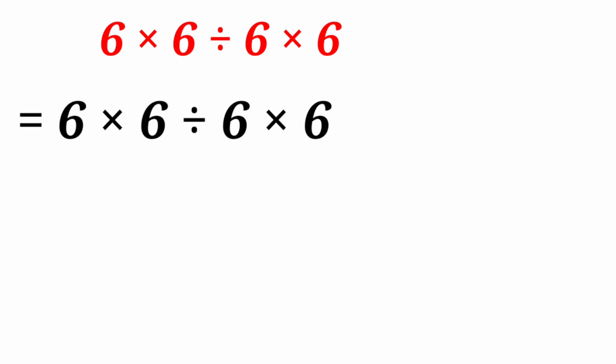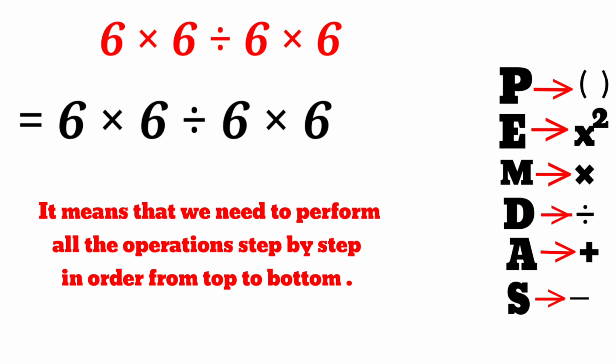6 times 6 divided by 6 times 6. It means that we need to perform all the operations step by step in order from top to bottom. Use the rule of.